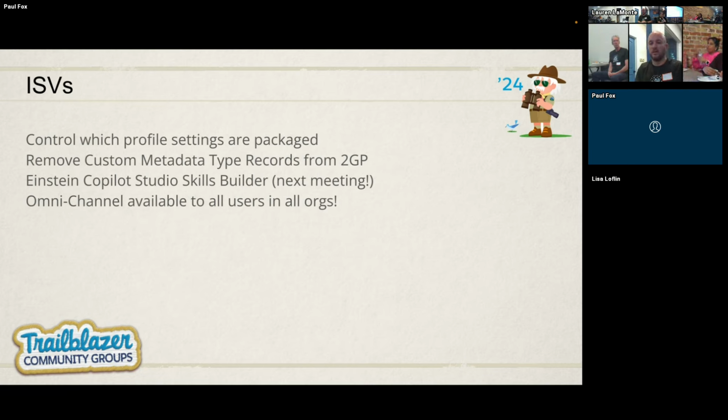And lastly, this actually affects everybody, but Omnichannel is now available to all users in all orgs. And if you don't know Omnichannel, don't confuse it with Omni Studio, which came with Salesforce Verticals. But Omnichannel is for routing objects. So for example, if you want to do lead assignments or case assignments or things like that and have it be based on who's available and what skills they have, Omnichannel is what you would use if you're not using one of the older features like lead assignments or case assignments.